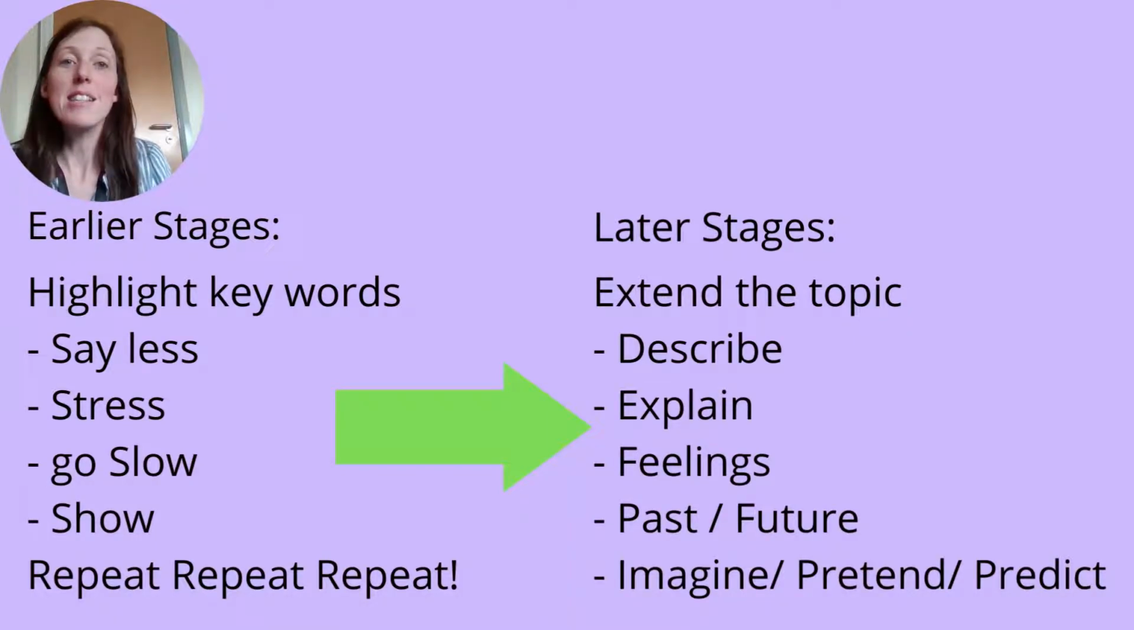If your child is at a later stage of understanding language, so maybe they already can understand longer instructions in their own language, they're starting to use sentences as well, then what would be good to do for the later stages is to extend the topic. So whatever your child is interested in, you can extend it. So that might be including words that describe what your child's interested in, words that explain the why and the how behind what's happening, words to talk about feelings, talking about the past and the future, and using imaginary play and pretending or predicting what's going to happen.